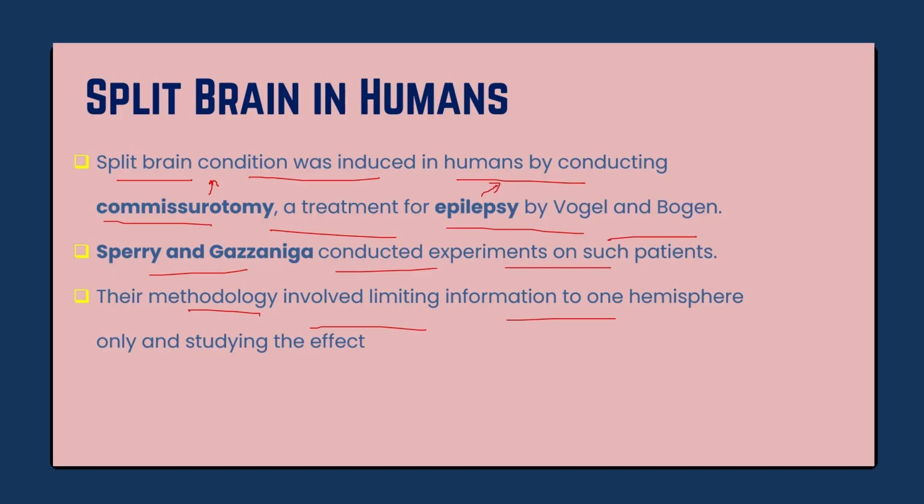Alright, so in this way, they didn't have to breach any ethical codes, because conducting such experiments on humans evokes a lot of ethical concerns and questions. But here, the patient had already got the surgery just for curing or controlling seizures, and so they could easily conduct their experiments on them. Let's see what the experiment was.